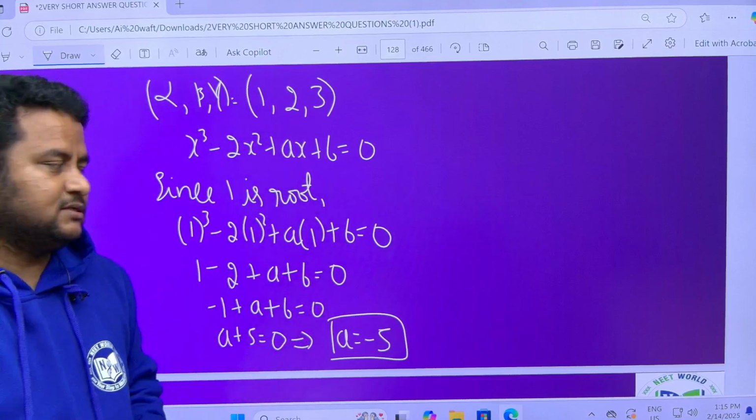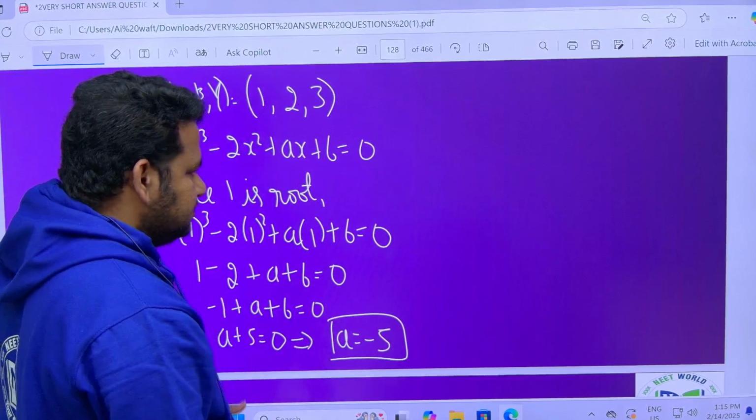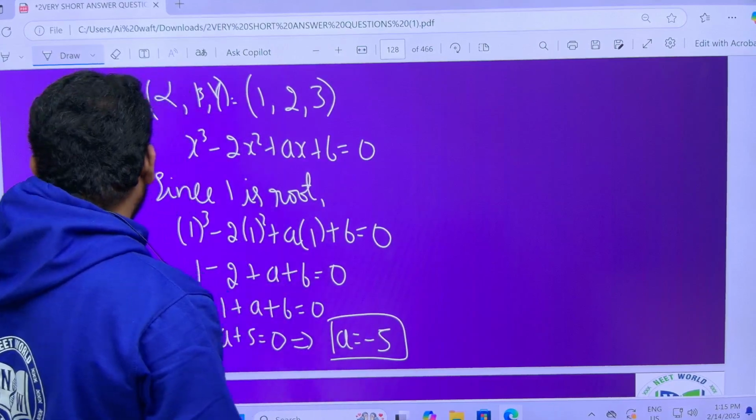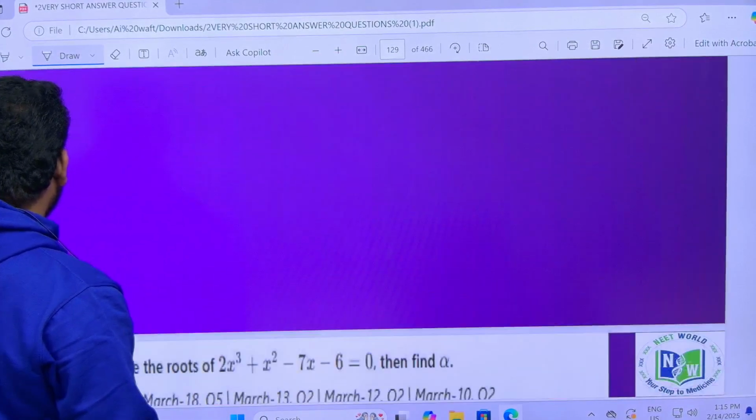Got it, friends? This is the correct answer for this question. So a is equal to minus 5. Very simple question. Next one.